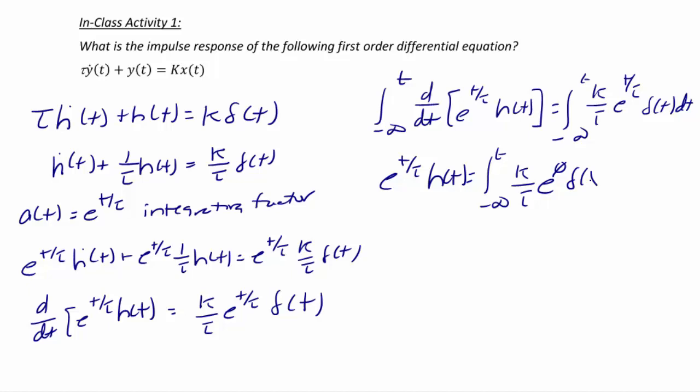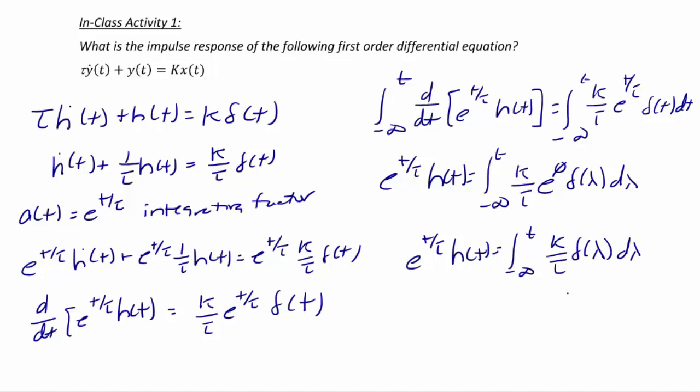Now, why does this happen? This happens because of our sifting property. So once again, we have that an impulse at time 0 is going to sift out that same value of that exponential. So this reduces to e to the t over tau h of t, which equals the integral from negative infinity to t k over tau delta of lambda d lambda.